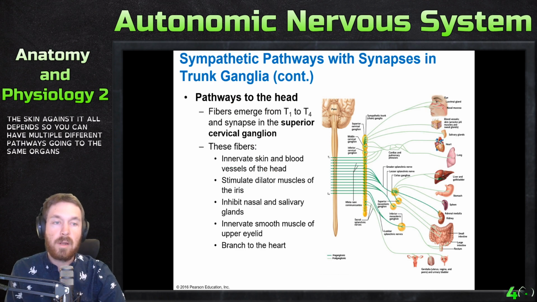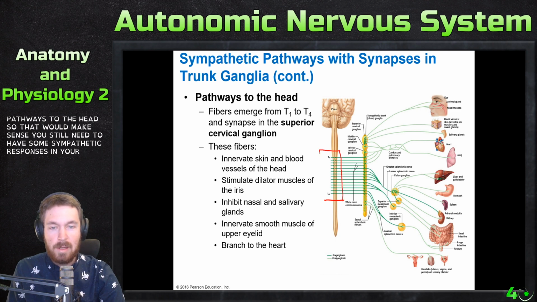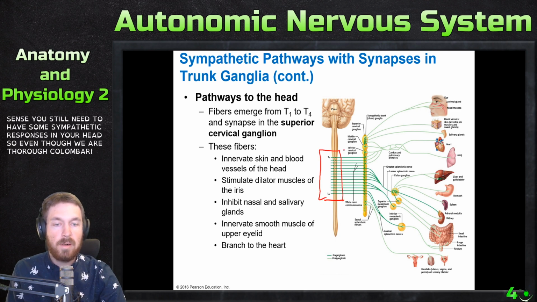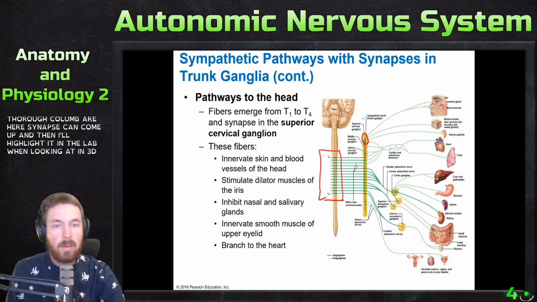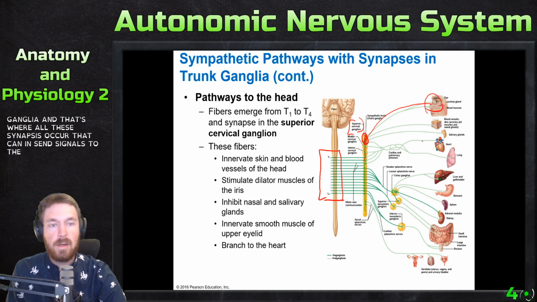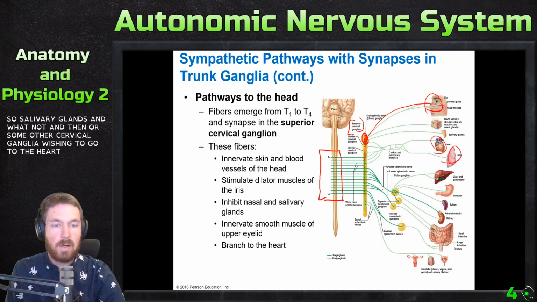And then here, there are some pathways to the head. That would make sense. You still need to have some sympathetic responses in your head. So even though we are thoracolumbar here, synapse can then come up, and I'll highlight it in the lab when looking at it in 3D organon, but we have this superior cervical ganglia, and that's where all these synapses occur that can then send signals to the head and so forth. So salivary glands and whatnot. And then there are some other cervical ganglia which then go to the heart, lungs.